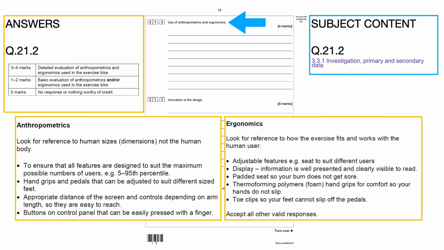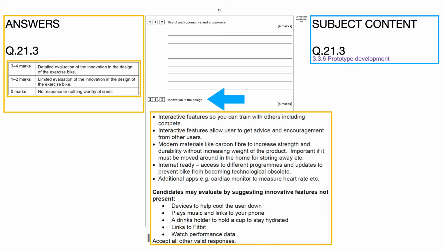For example, the seat adjusts to suit different users. The display has information and it's very well presented and clearly visible to read. It has a padded seat so your bum does not get sore. It has thermoforming polymers or foam hand grips for comfort so your hands do not slip. And toe clips so your feet cannot slip off the pedals. And again, we are able to accept all other valid responses.